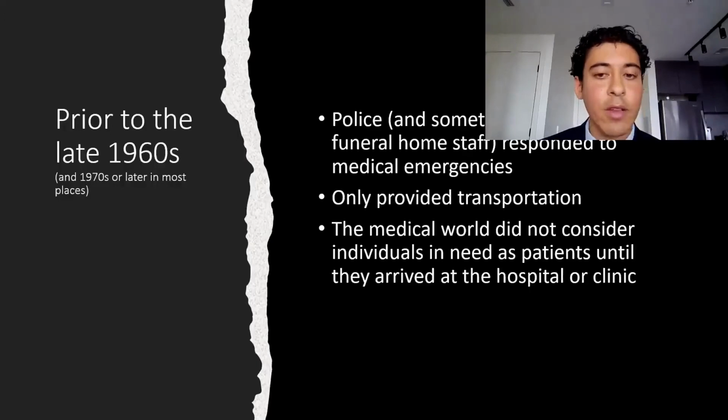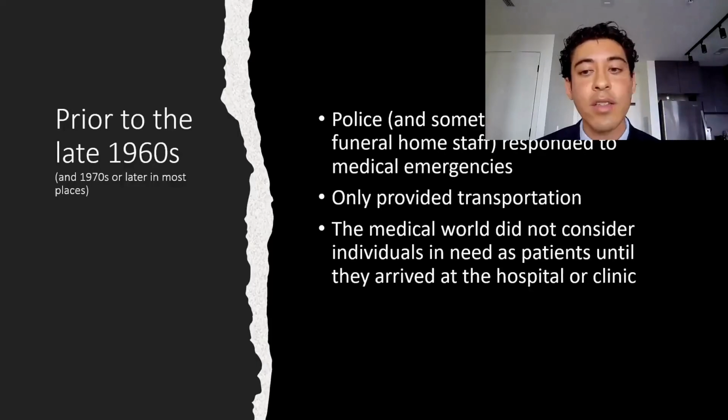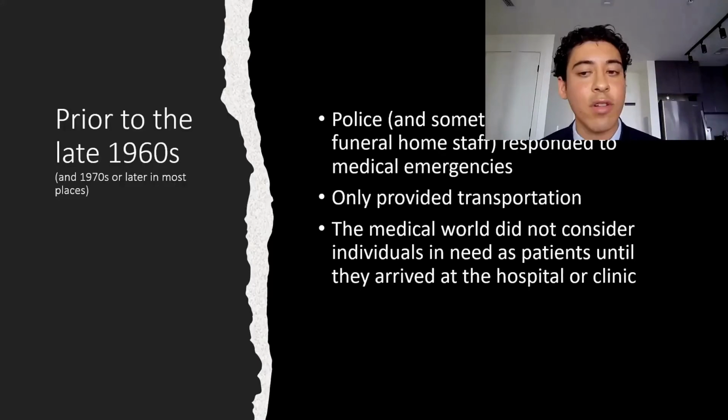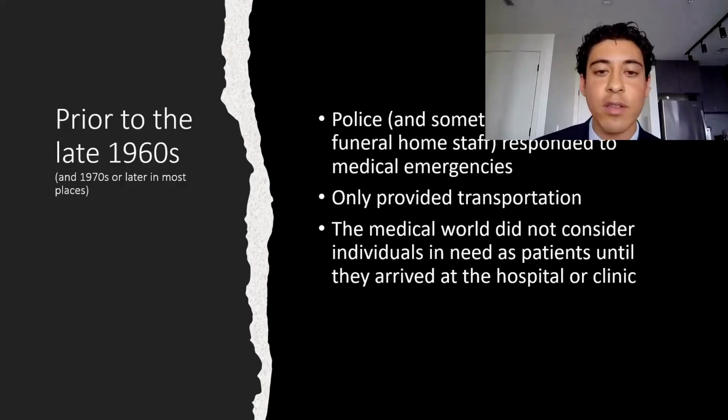And so some of you may know a little bit of this history if you've read this article, but prior to the late 1960s and 70s in most places, police and sometimes coroners or funeral home staff responded to medical emergencies. So whether you had a heart attack, a stroke, or what was increasingly happening, car accidents, police responded and only provided transportation in the backs of their police cars. And the medical world did not consider individuals in need as patients until they arrived at the hospital or clinic. And this is where psychiatric crisis response still is today.